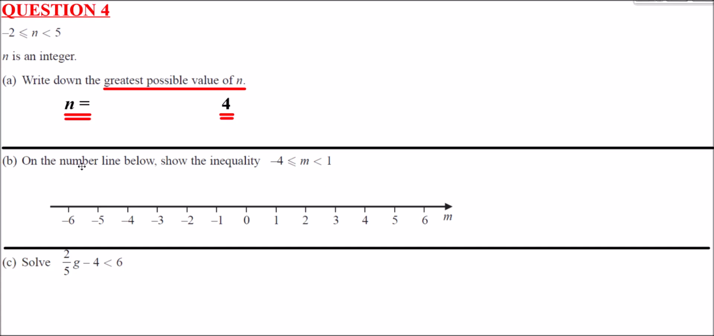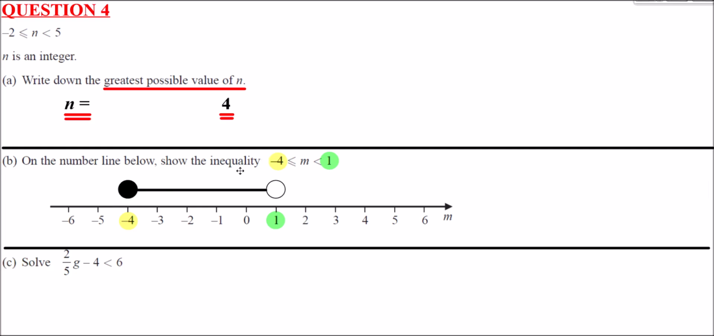For part B, on the number line below, show the inequality -4 ≤ m < 1. Importantly here, have a look at the values either side of the variable. I've got -4 on one side and 1 on the other. So these values here, I'm going to put circles above them on the number line. So -4 and 1, two circles here and here, and a line joining them.